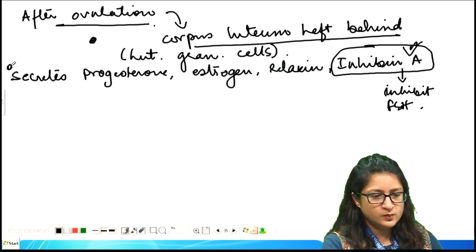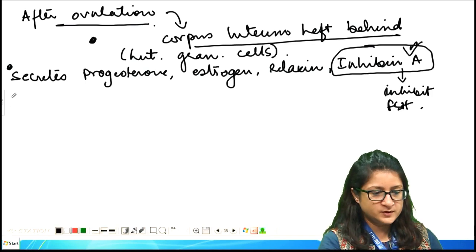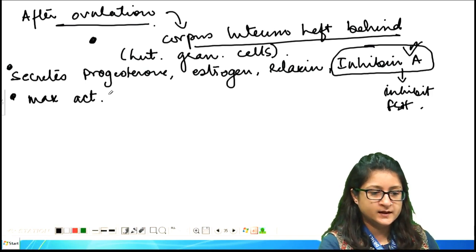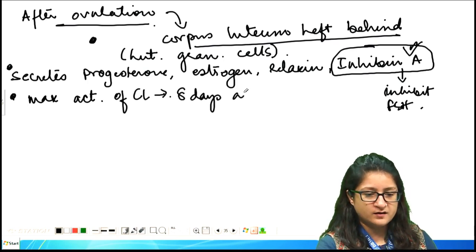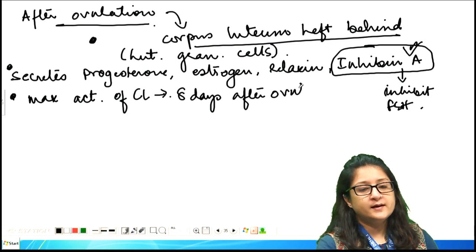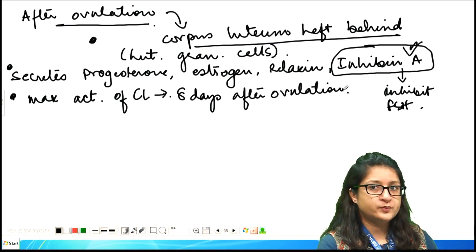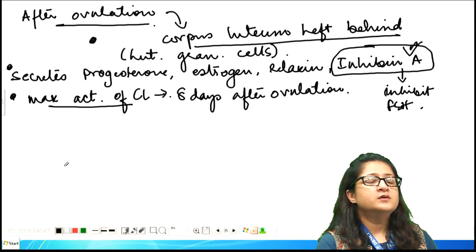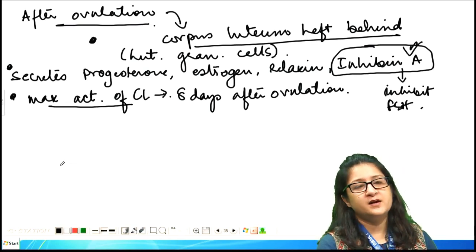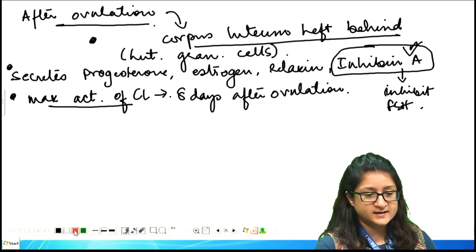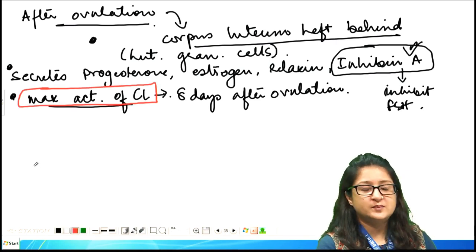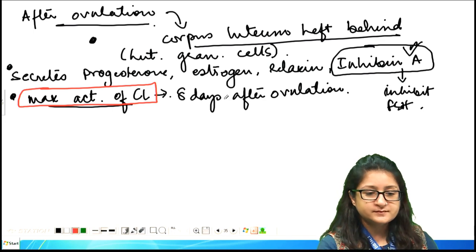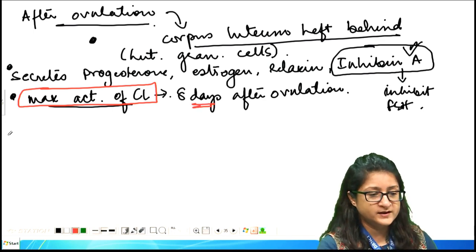Another important point is that the maximum activity of the corpus luteum happens 8 days after ovulation. Like I told you, if they ask when peak progesterone production takes place, or when the maximum activity of the corpus luteum takes place, they are asking the same thing: that is 8 days after ovulation.